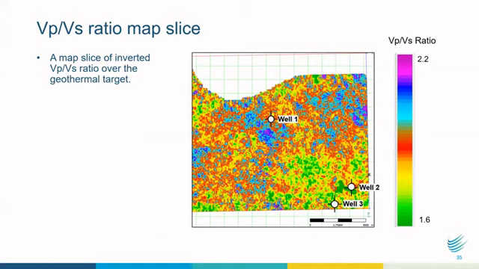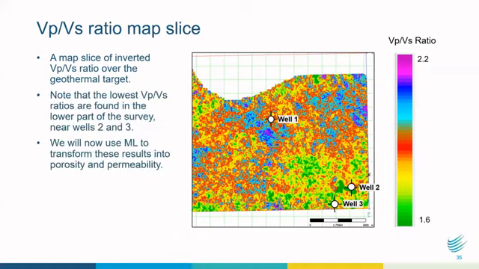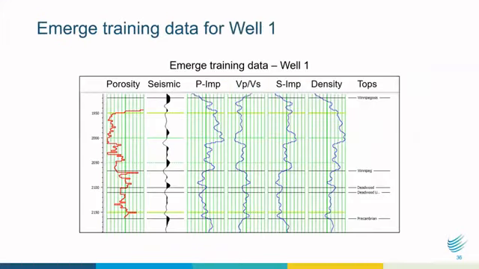Now we have inversion results in the form of these elastic properties, and we will use machine learning to transform these results into porosity and then to permeability. Hampson-Russell emerge was used for that. This figure shows training data extracted around well 1, where the target porosity log is shown on the left in red color.